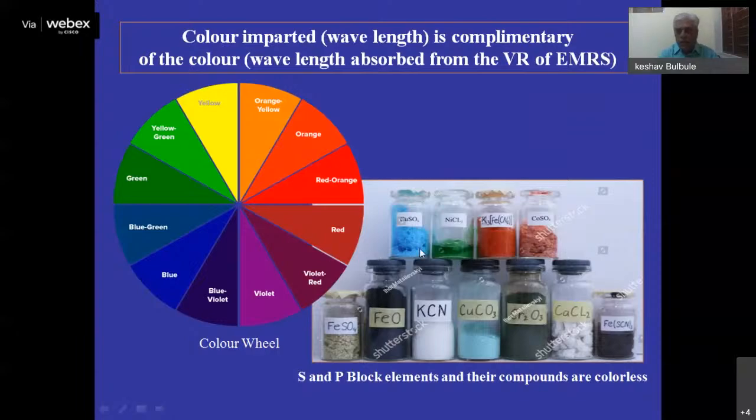Color exhibited by a substance is complementary to the color absorbed from the visible region of the electromagnetic radiation spectrum. Strictly speaking, when copper in its cupric state approaches the sulfate negative radical, it absorbs wavelengths from the orange range of the visible region of the electromagnetic radiation spectrum, and the complementary color of this orange is blue.